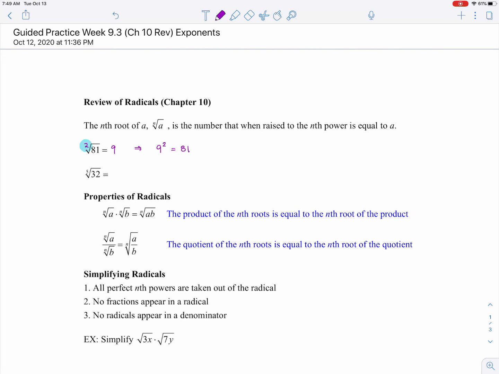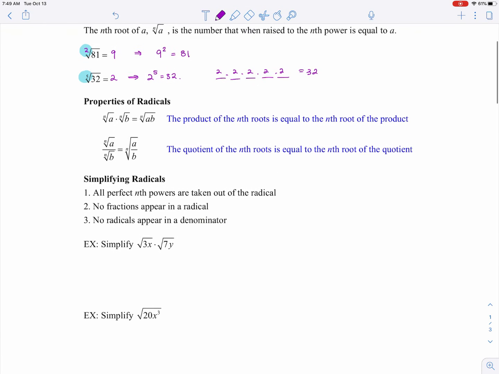We're looking for the fifth root of 32 in the next one. So that fifth root means that we're looking for a number such that when we multiply it by itself 5 times, we get 32. And that number turns out to be 2 because 2 to the fifth power is 32. So those are some common examples of simplifying radicals as perfect powers of numbers.